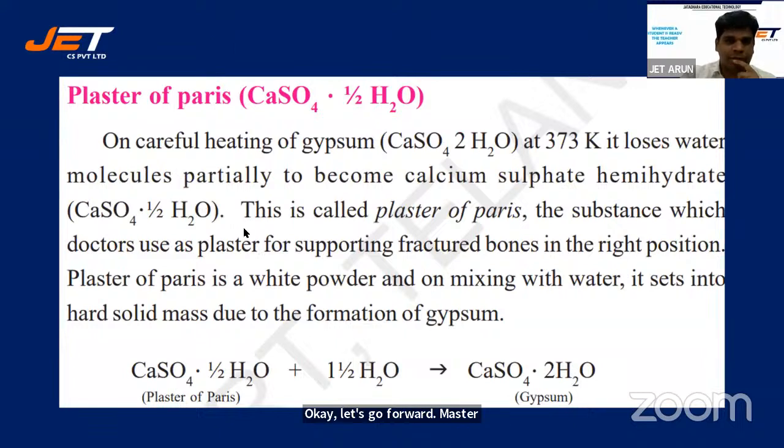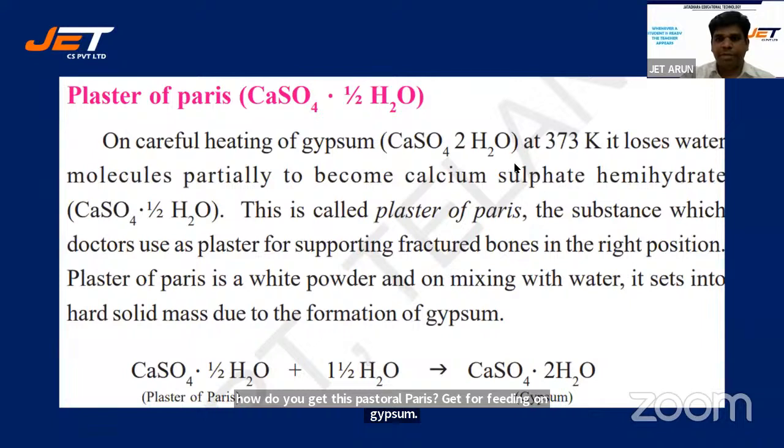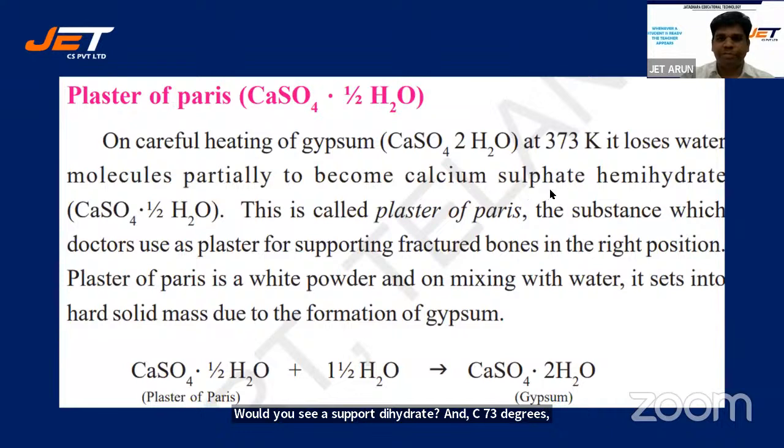Plaster of Paris. So how do you get this plaster of Paris? On careful heating of gypsum, which is CaSO4 dihydrate, at 373 degrees Kelvin, it loses water molecules partially to become calcium sulfate hemihydrate, half H2O. This is called plaster of Paris. Important question, students. Plaster of Paris is a white powder. On mixing it with water, it sets into hard solid mass due to the formation of gypsum. All right, important equation.